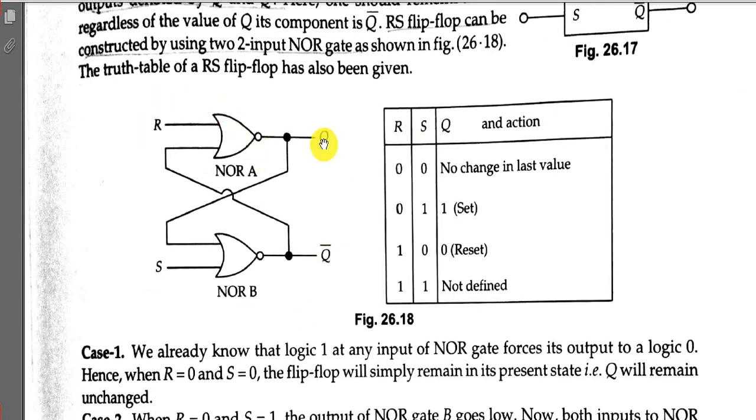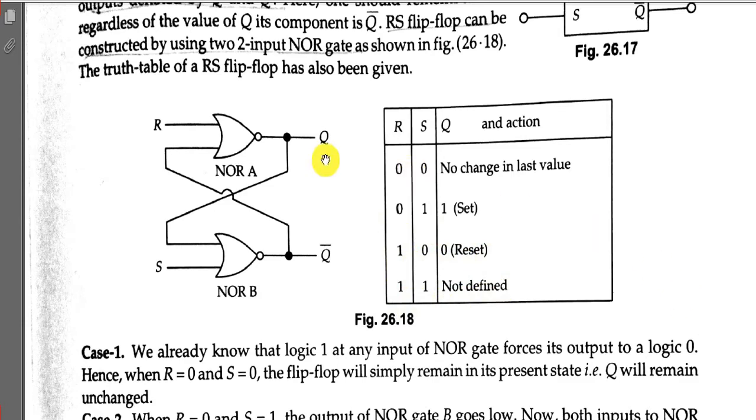Here we can see the circuit diagram of an RS flip-flop using two NOR gates, and this is the truth table. For applying 0 0 input through R and S, there is no change in value. For giving R as 0 and S as 1, we will get output as 1, that is the set state of the flip-flop. And for R equal to 1 and S equal to 0, we will get output as 0, that is we will get a reset state for the flip-flop, and for 1 1 it is not defined.